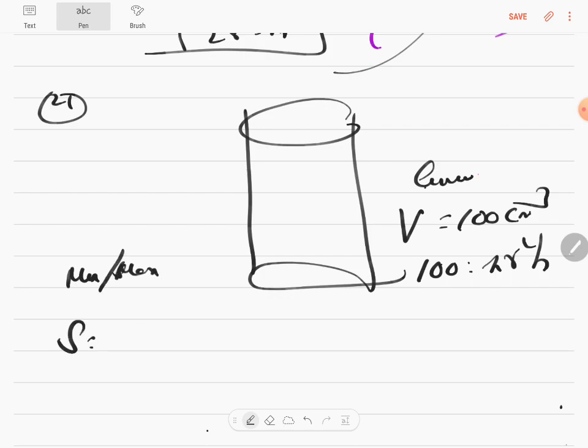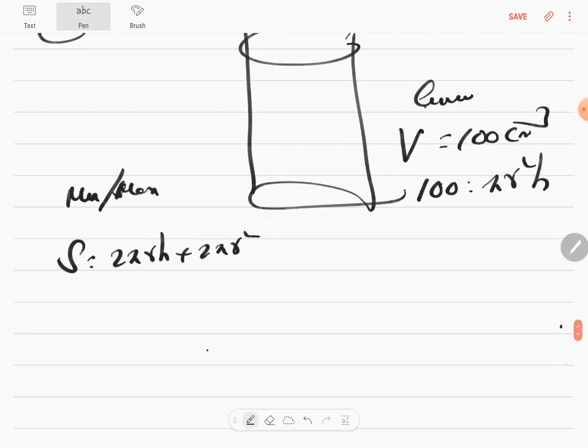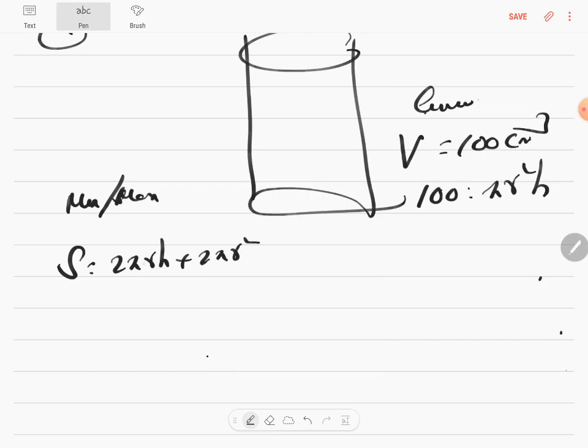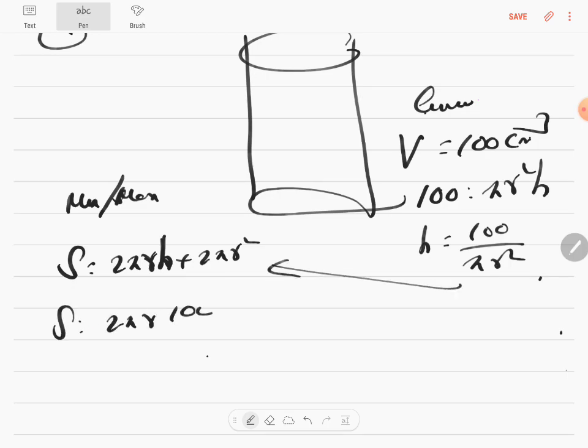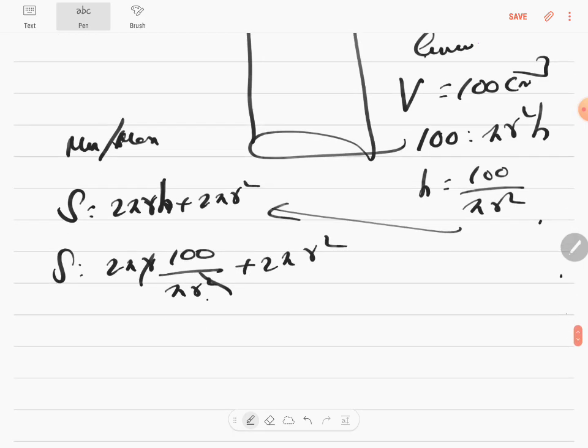Surface area is 2 pi r h plus 2 pi r square, since it is a closed cylinder. For this to be minimum we differentiate, but you have too many variables. You can write h as 100 by pi r square and substitute here. S is equal to 2 pi r times 100 by pi r square plus 2 pi r square. Beautiful, converted quickly into one variable. S is equal to 200 by r plus 2 pi r square, where pi and pi get cancelled.